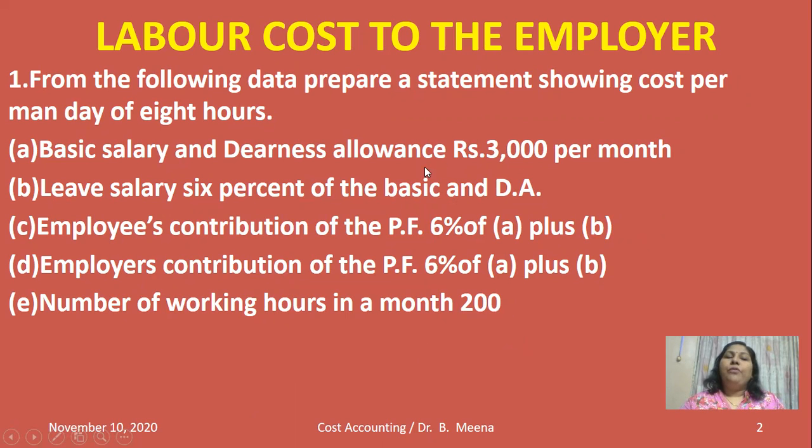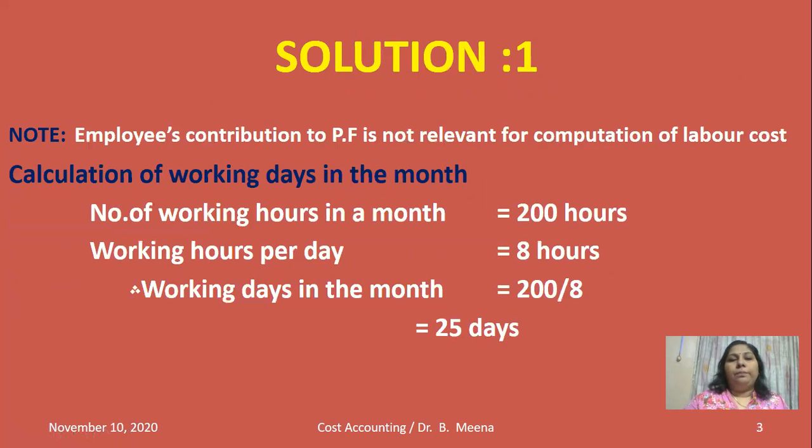Because the information of basic salary and DA is for a month. So if I want to convert for one day, I need to know how many working days. So 3000 divided by 25 days, I'll come to know what the basic salary and DA is for a day. Then automatically I will move on to the other calculations. I must ignore the employee's contribution whenever I calculate labor cost to the employer.